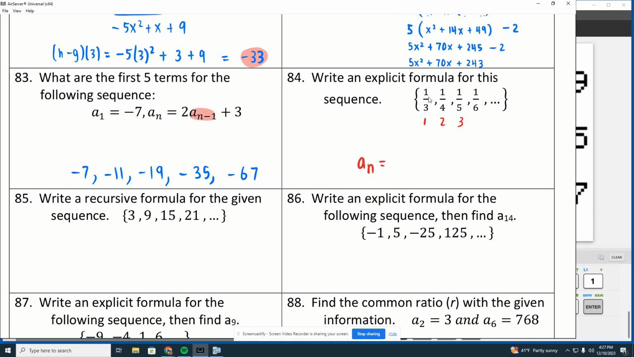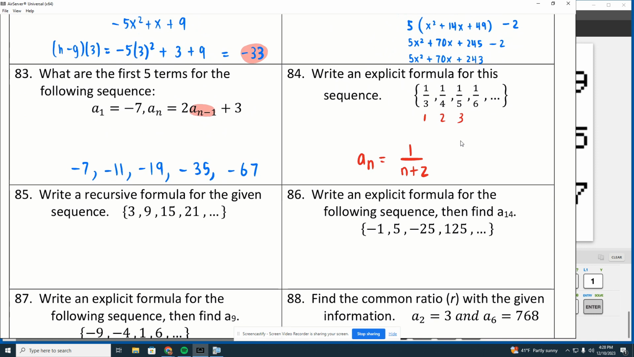Notice how the top is not changing. It's 1, 1, 1, 1. So the numerator is going to be a 1. But look at what the bottom's doing. How do I get 1 to 3? Well, I could add 2. Does 2 plus 2 give me 4? Yeah. Does 3 plus 2 give me 5? Yeah. Does 4 plus 2 give me 6? Yeah. So the bottom is simply taking n and adding 2. Okay? That's not arithmetic. It's not geometric. It's just an explicit formula that we can write that will give me this particular sequence.